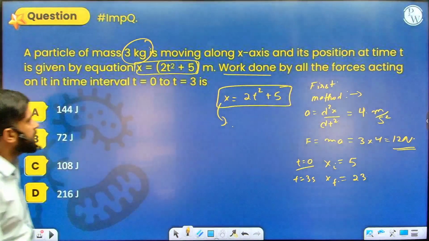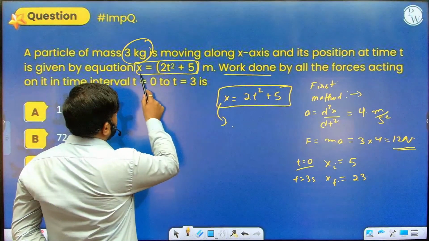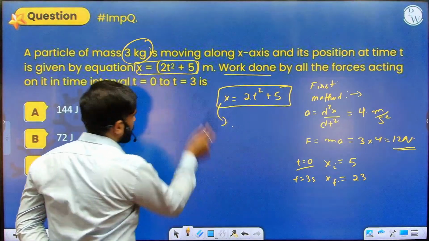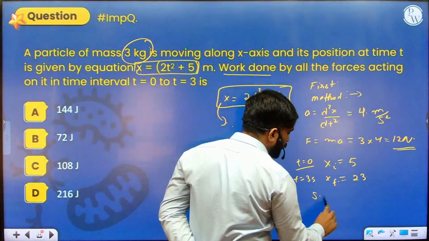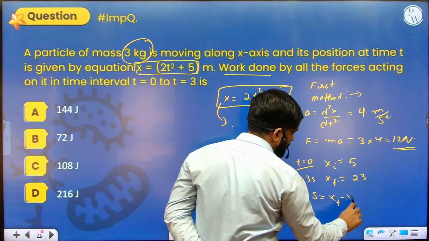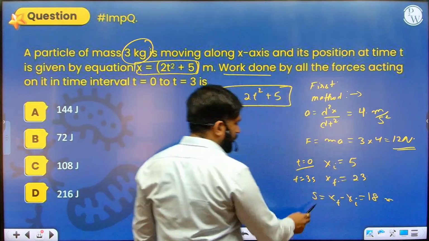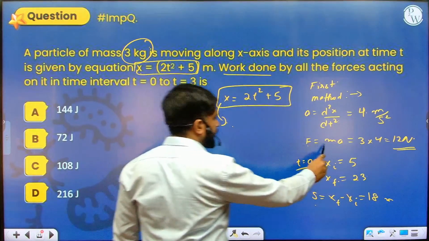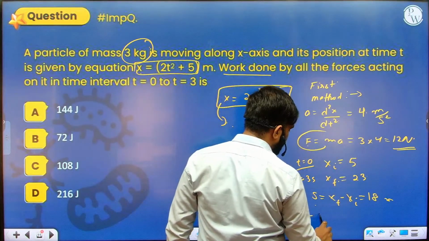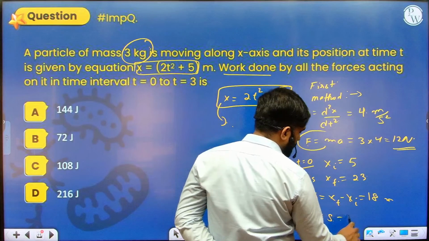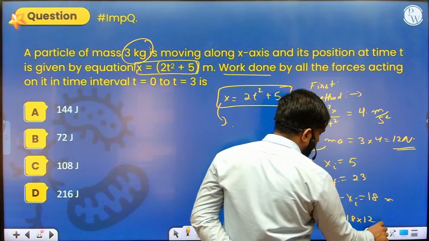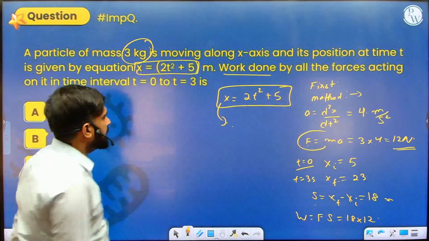That's it. Now, see, I got the initial position, I got the final position. Now the only thing is I need to get the displacement, which is final minus initial, and that shall be 18 meters only. So I got the displacement, I got the force. Luckily, the force was constant, so work done is force into displacement. So 18 into 12. First method.